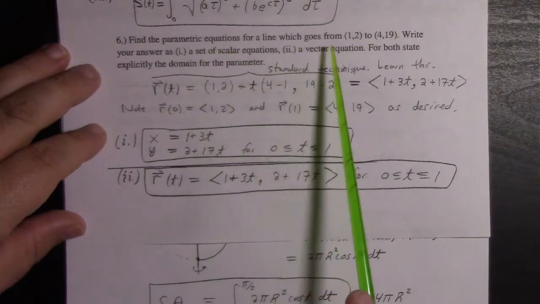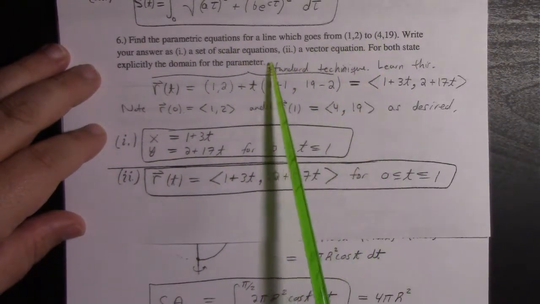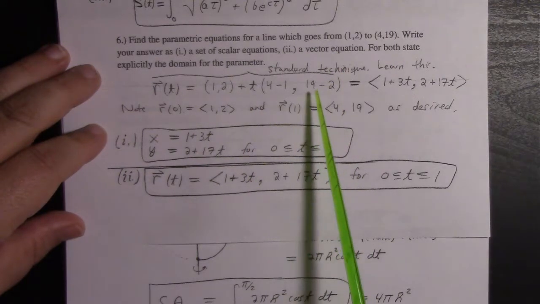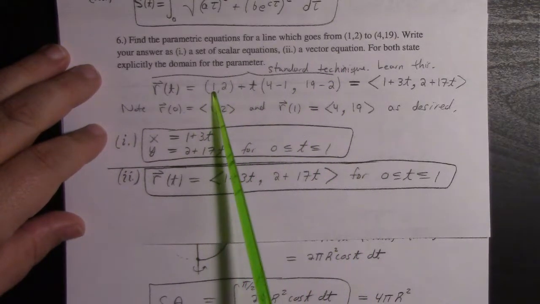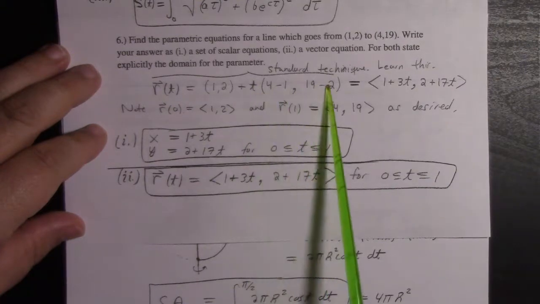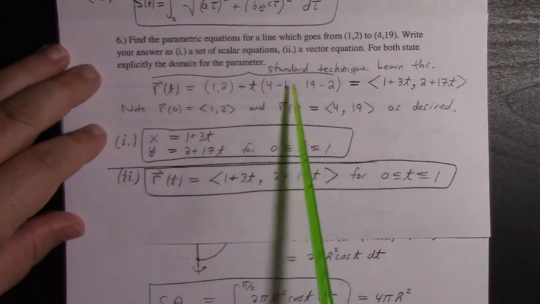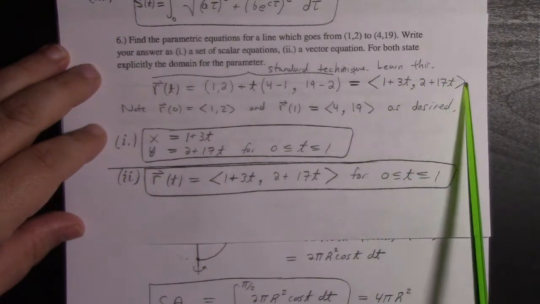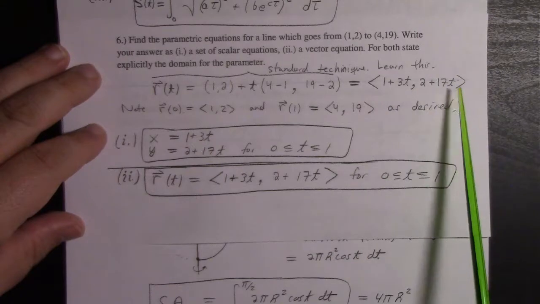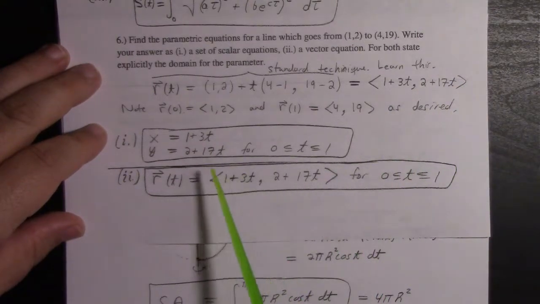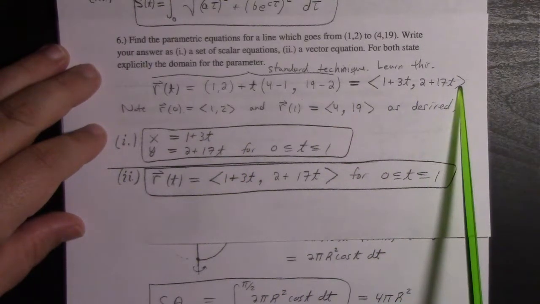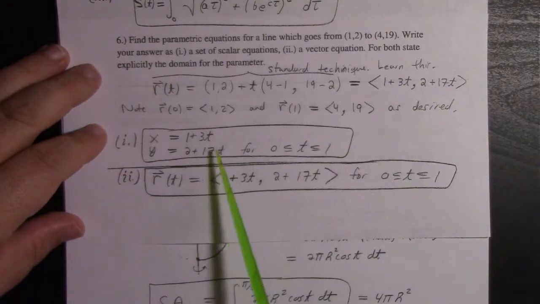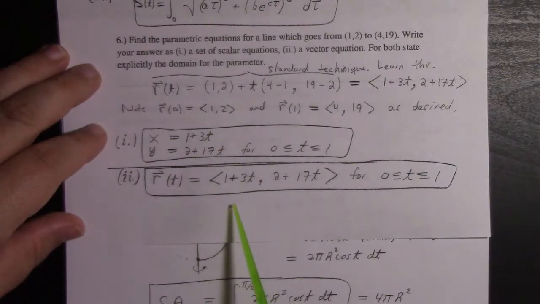Find the parametric equations for a line which goes from (1, 2) to (4, 19), either in scalar equations or as a vector equation. So standard vector trick: base point plus t times the vector q minus p, which gives me this. These angle brackets, don't be distracted by them. That just emphasizes it's a vector. So we either have that as the vector formulation, or x equals that, y equals that as the scalar parametric equations.